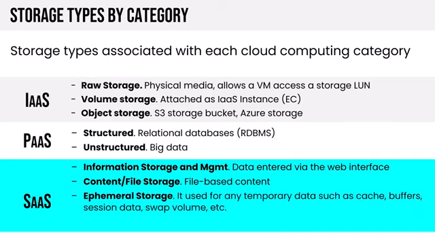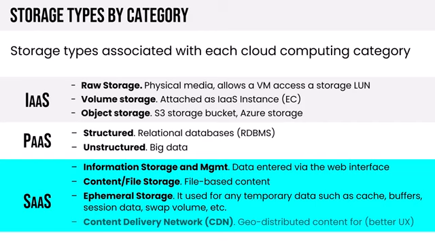Ephemeral storage, that's any temporary data storage for cache, buffer, session data, swap volume. And then finally, content delivery network. That's geo-distributed content for a better user experience, or UX for short. So we see CDNs used to place content closer to users around the world to deliver that content more quickly, be that web content, file content, video content, etc.